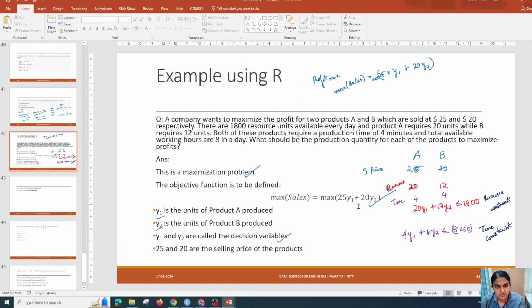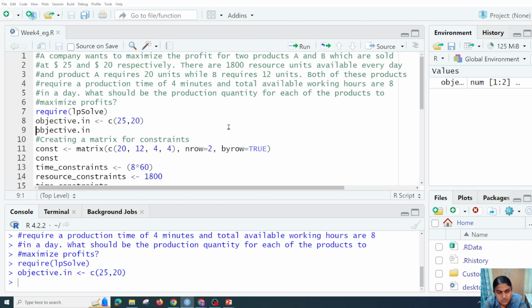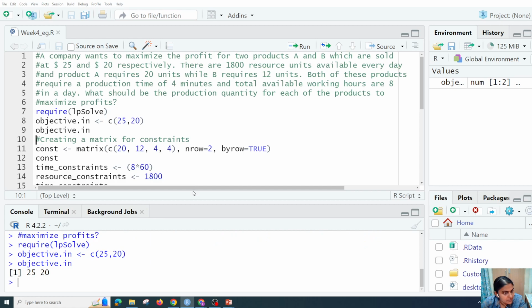That's why I'll be getting into RStudio. I'm giving objective.in as c(25, 20). So objective is stored as 25 and 20. Now we have two types of constraints, the resource constraint and the time constraint. So for that I am creating a matrix.